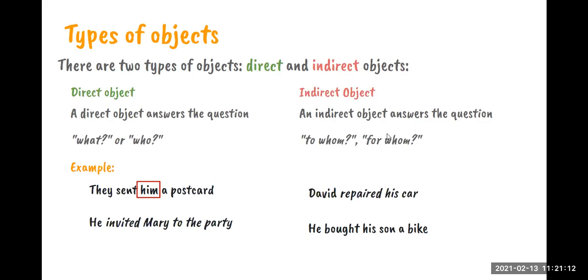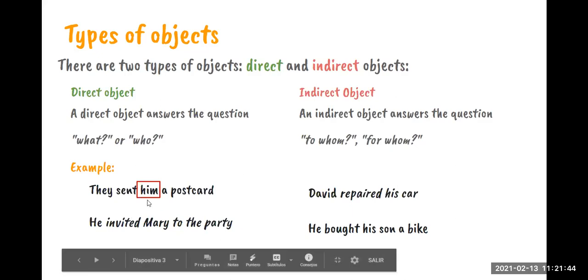Es que usted se está enfocando en el sujeto, no en el objeto. Si yo pregunto, who invited Mary? We can say he, porque él es quien invitó a Mary, right? Se está enfocando en el sujeto. Trate de enfocarse en el objeto de la oración. So, what do you think? Who was invited? Say the question. Who was invited? Mary. So we have a direct object. Who was invited? Mary, right?